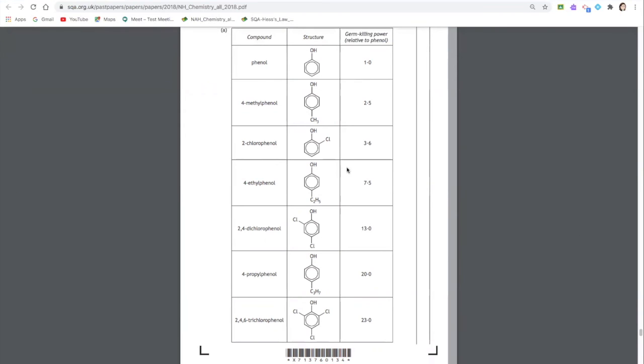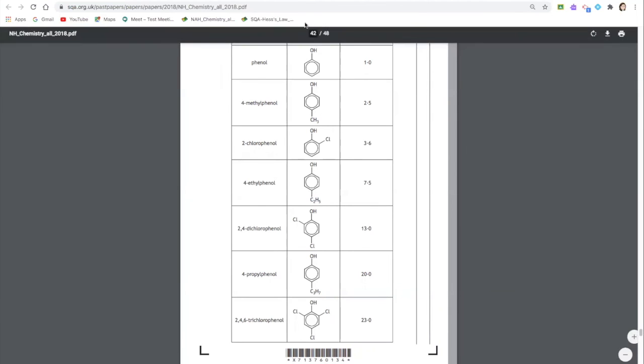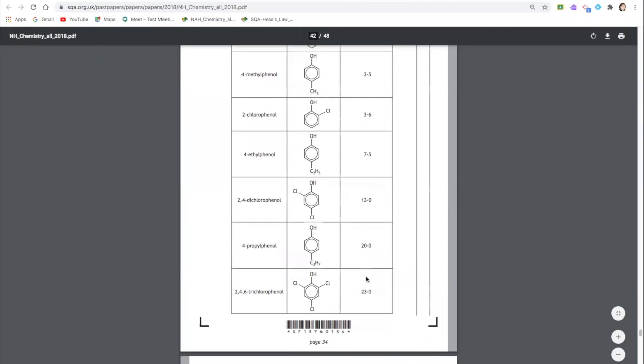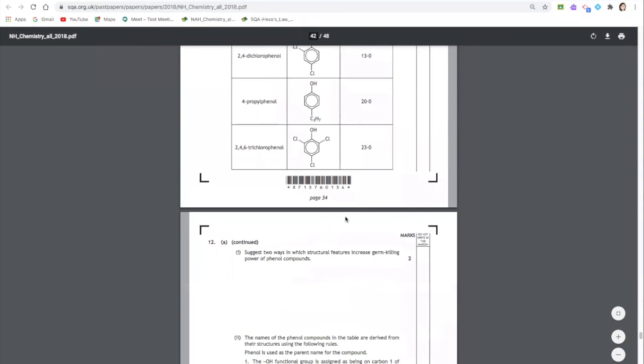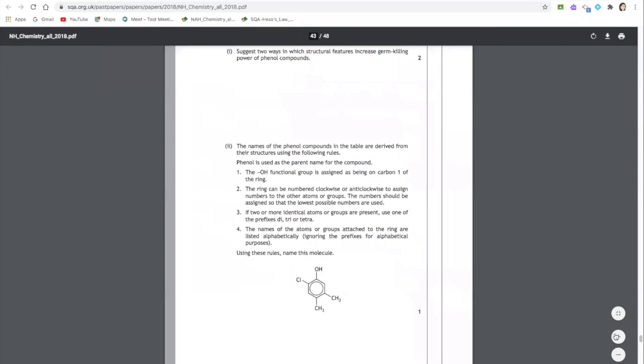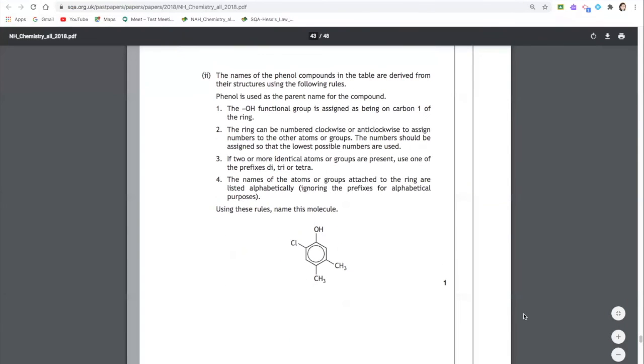Or if we compare this one and this one, which are all the same except for the branches, if you add more branched groups or alkyl groups, that will increase the germ killing ability. Also this one here, that's C3H7, that's even better at germ killing. So either of those things: longer branches or adding more chlorine. So then, following these rules, name this molecule.